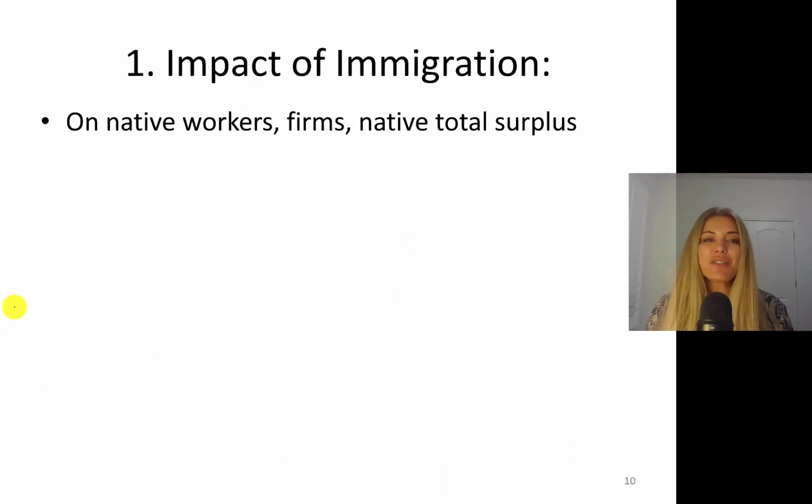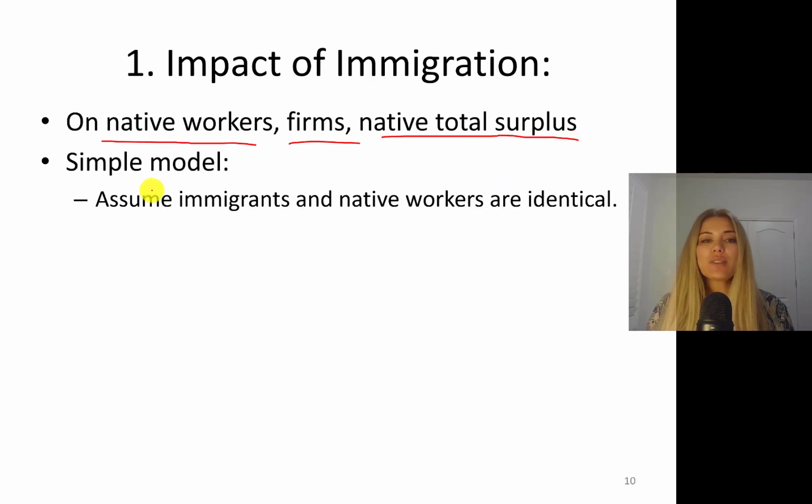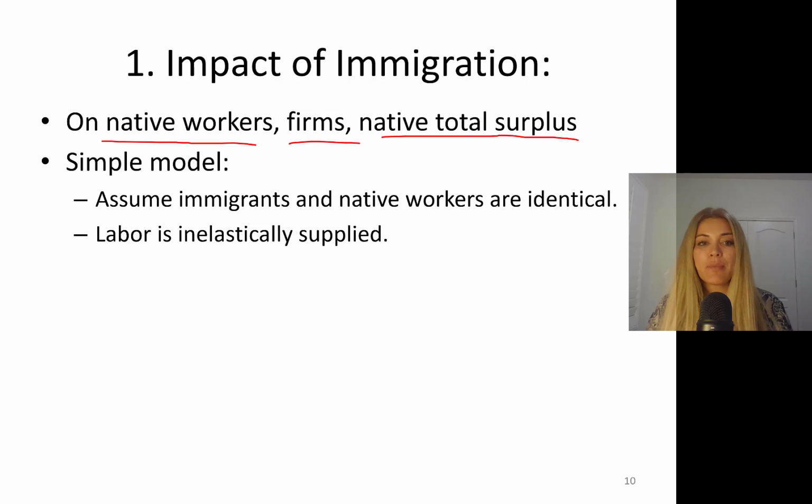So when we say impact of immigration, we're going to talk about impact of immigration on native workers, firms, and native workers' total worker surplus. Okay, so it's going to be a really simple model. We're going to assume that every worker is identical. So immigrants and native workers are completely identical. Jobs are identical too, so there's no compensating differentials.